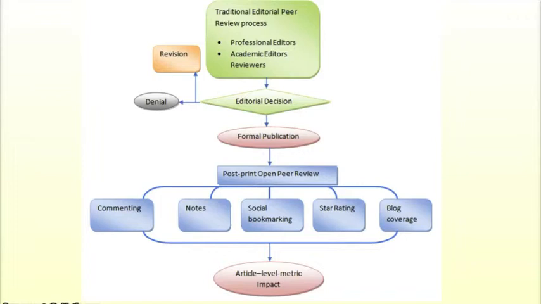PLoS One features a post-publication open peer review. It replaced traditional bibliometric methods with an article-level evaluation mechanism. The article-level metrics empower the readers' community to evaluate the value and merits of individual articles through comments, notes, social bookmarking, star ratings, and blog coverage. It provides an interesting ingredient to supplement traditional journal-level bibliometric methods, which heavily rely on counting how many times articles are cited to decide the value of the journal.